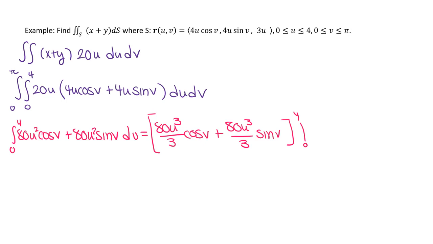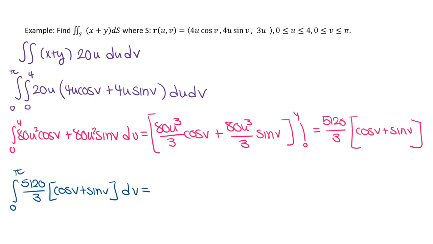And then I integrated with respect to u first. So that's how I got those u to the thirds over 3. Plug in my bounds of integration. I got 5120 over 3 cosine v plus 5120 over 3 sine v. I'm going to just factor that constant out for now. And then I have to integrate the cosine v plus sine v with respect to v.